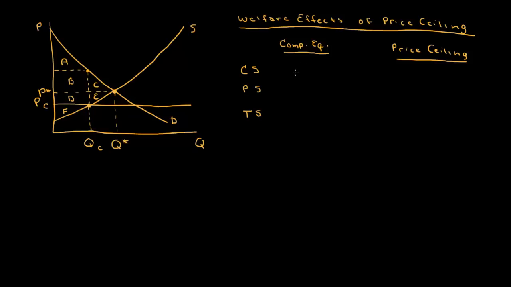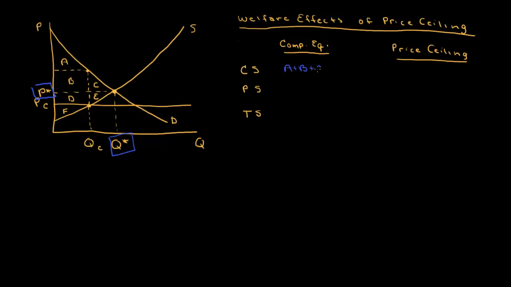I want to take the time in this video to talk more about the actual welfare effects of a price ceiling. But let's start by reviewing what the value of consumer surplus, producer surplus, and total surplus would be in our market if we had a competitive equilibrium. So our competitive equilibrium here is given by P star being the equilibrium price and Q star being the equilibrium quantity. Given this outcome, the value of consumer surplus would be areas A, B, and C.